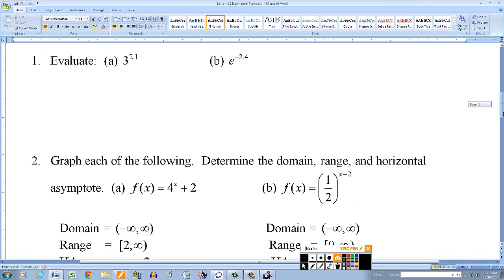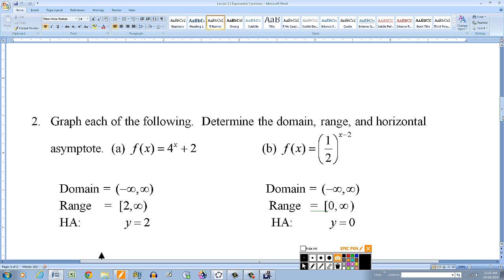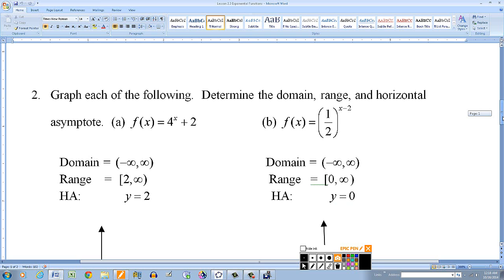Okay, let's look at these problems. It says, graph each of the following. Determine the domain, range, and horizontal asymptote. Okay, so here we're going to be using some of the ideas I just went over. So for the first one, A, f of x is equal to 4 to the x plus 2. We know what the graph of 4 to the x looks like. That's the one that goes up and passes through the point 0, 1.